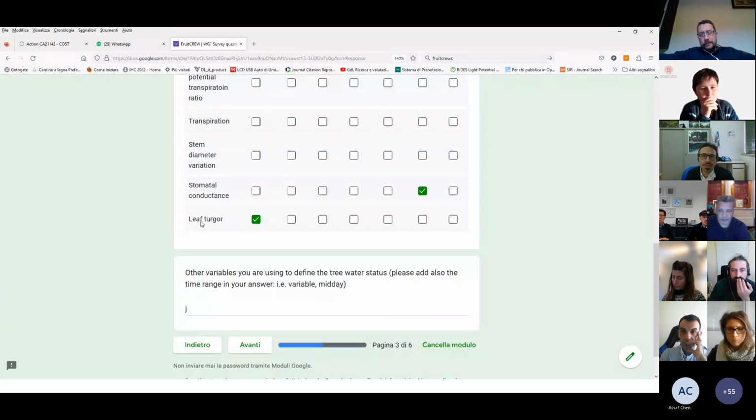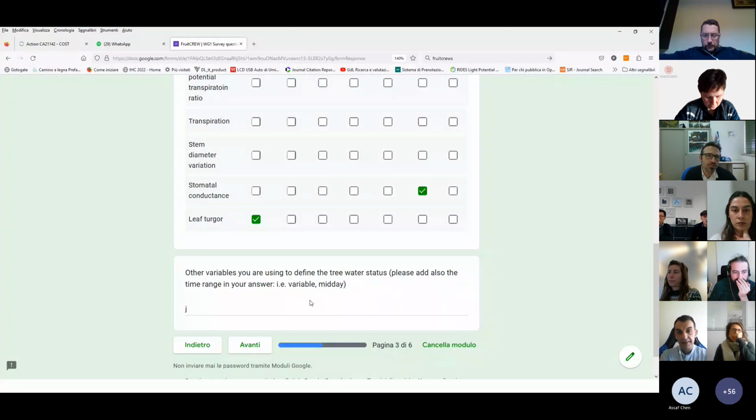But this list, of course, is not exhaustive, so maybe we forgot some variables. And so here you can just add the variable you are measuring, link it to the water status, and also the time range. So, for example, fruit growth and continuous.